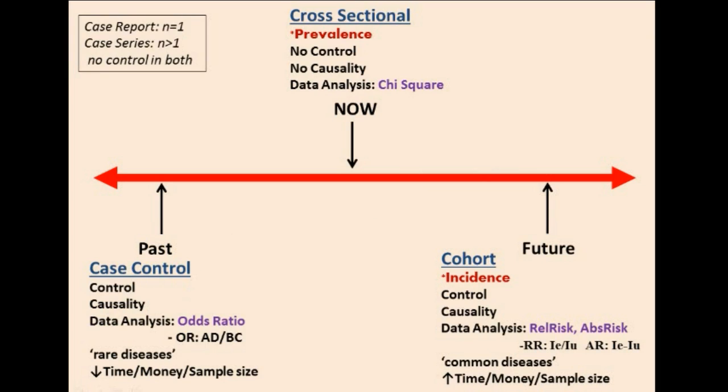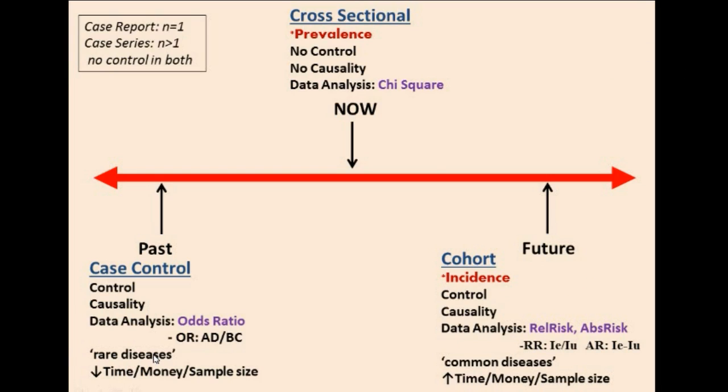As for the past, the case control, we know that there's a control group. Same with cohort, there's also a control group, and a causality relationship can be assessed in both. However, the data analysis in case control is the odds ratio, which is again the formula AD divided by BC, whereas for cohort, what you can use to analyze the data is relative risk and absolute risk, as well as number needed to treat, because these are all calculations that require incidence. That also means that in a cohort we can measure incidence. It's the only one that can tell you incidence.